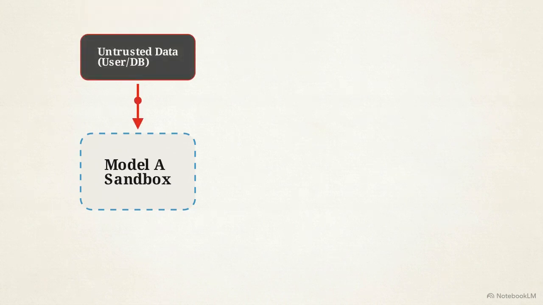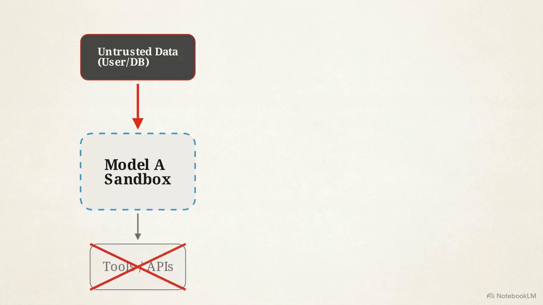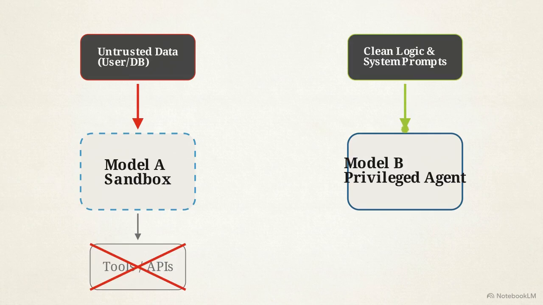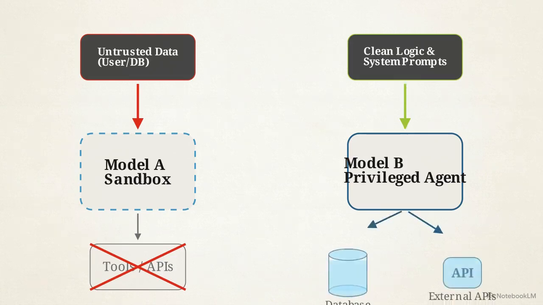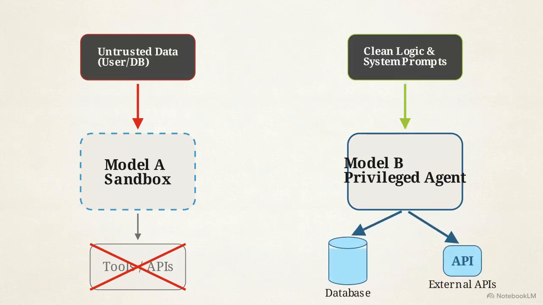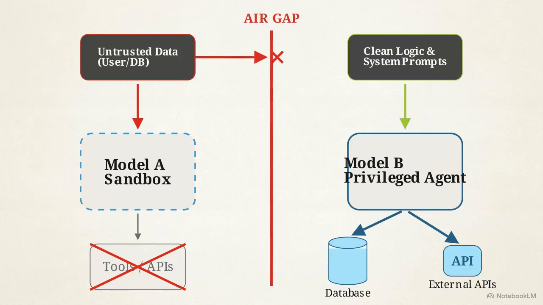The ultimate structural defense solves the privilege escalation problem entirely using the Dual-LLM pattern. The first model acts as a low-privilege sandbox. Its sole responsibility is to read untrusted database records and process user-facing text. It has zero tool execution privileges. The second model is a highly privileged agent. It controls database writes and internal API calls, but it is strictly isolated from any user-provided data.